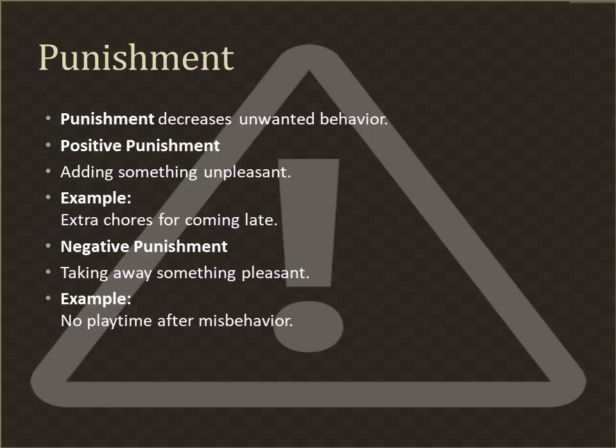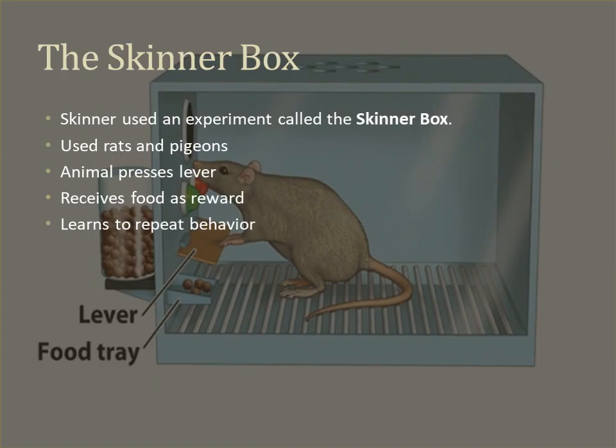Now that is punishment. I hope you have now understood reinforcement and punishment, and the positive and the negative. Skinner used an experiment called the Skinner box, also called an operant conditioning chamber. This proved that behavior can be shaped through consequences.